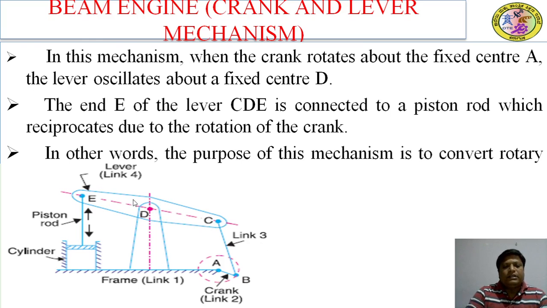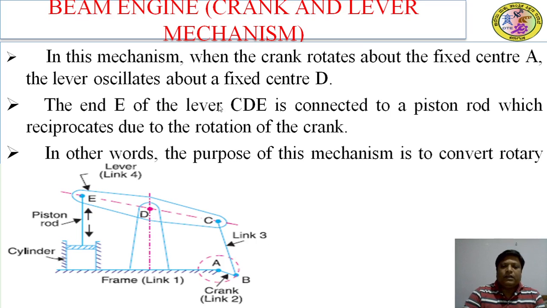CDE is called the lever, and this is the piston rod. At the end of the lever there is a piston and cylinder rod arrangement. In this mechanism, when the crank rotates about the fixed center A, the crank is pivoted at the point A, so the rotation takes place. The lever oscillates about the fixed center D; the lever is pivoted at the point D and oscillates there.